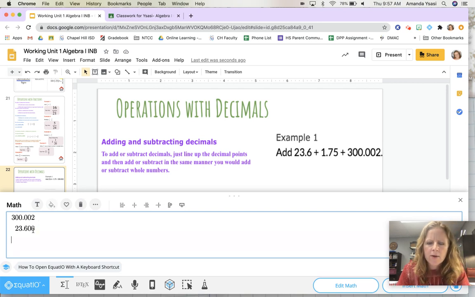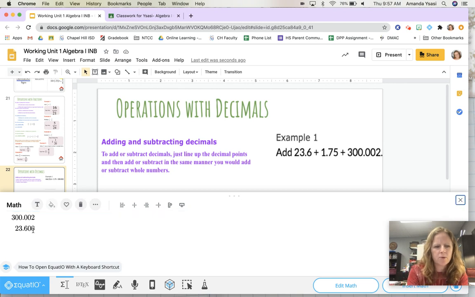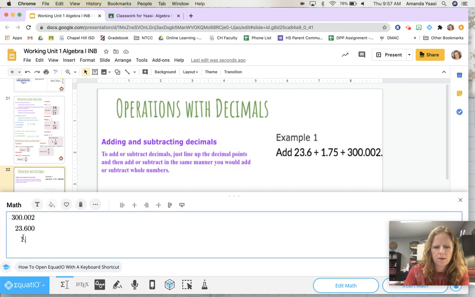And enter. Now it's 1.75, so I need to put the 1 directly under the 3. And then that would give me 0. Okay, so now we need to add those up. So we would add up 2 plus 0 plus 0. What goes right here would be 2. And then 0 plus 0 plus 5 is 5. 6 plus 7 is 13. And then I carry a 1 up top.